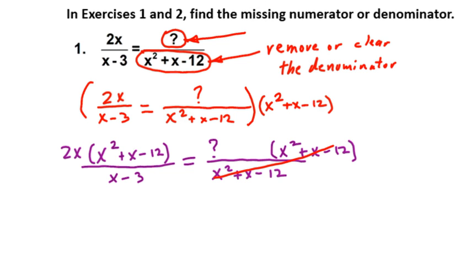And what we're going to try to do is see if we can simplify further what's on the left. And being that x squared plus x minus 12 is a quadratic trinomial, it would help us if we're able to factor this and cancel this x minus 3 sitting down here in the denominator. And so 2x, x minus 3. On the right side, we have our question mark.